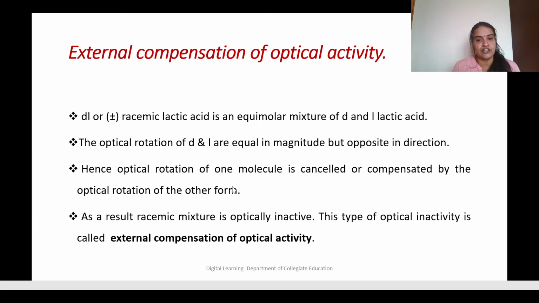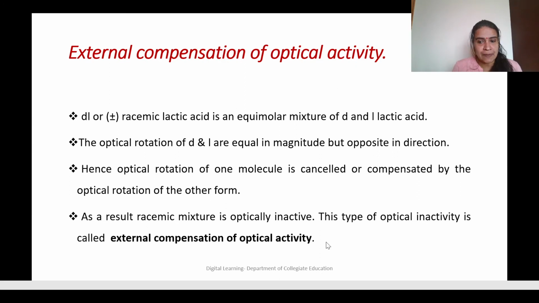Hence, the optical rotation of one molecule is cancelled or compensated by the optical rotation of the other form. As a result, the racemic mixture is optically inactive. So, the mixture as such will be optically inactive. The D form will be optically active, the L form will be optically active, but the racemic mixture, which possesses an equimolar mixture of D and L form, where both have opposite directions of rotation of plane polarized light, will be optically inactive.